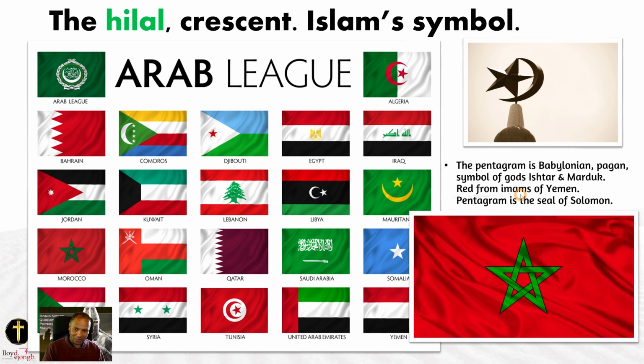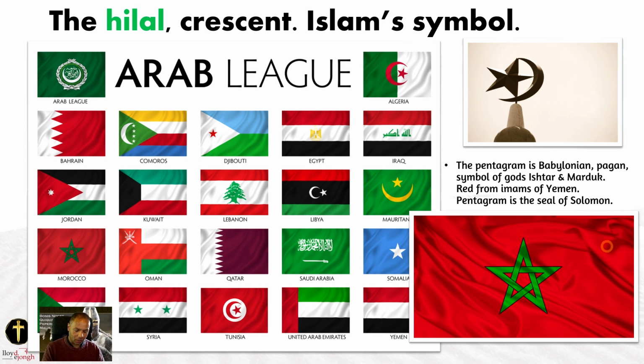Now, this is the pentagram on the Moroccan flag. Now, the pentagram is Babylonian. It is pagan. It is the symbol of the gods Ishtar and Marduk. Right? Those are both, well, Babylonian pagan gods. Now, the red color is from the Imams of Yemen. This is some confirmation of the association with Yemen. And the pentagram is also said to be the seal of Solomon.